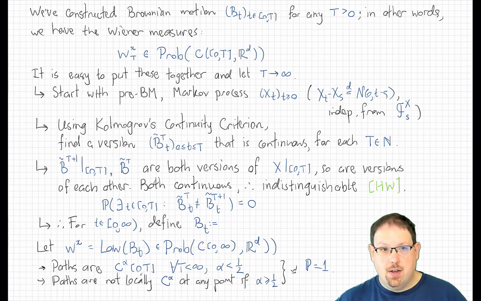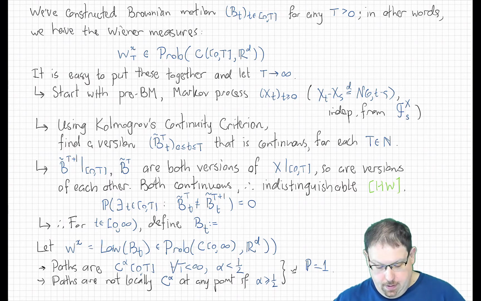Well, if I have two continuous stochastic processes that are versions of each other, then they are indistinguishable, which is a fact that you're proving on your homework. So that means, in particular, that the probability that there exists even one time in the interval from 0 up to capital T at which these two processes disagree is 0. That means that we can make the following consistent definition.